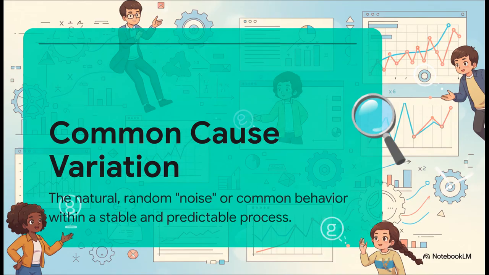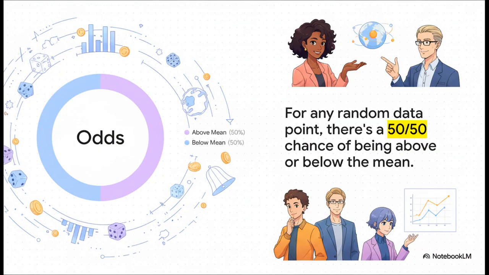You see, any stable process, doesn't matter if it's a factory or just visitors to a website, has a natural, random, up and down vibe. We call this common cause variation. The easiest way to think about it is just as the normal, predictable background noise of the system. And the principle behind all this randomness is actually super simple. Any single data point has a 50-50 shot of being above the average or below it. That's it. It's literally a coin flip. Heads or tails, above or below.